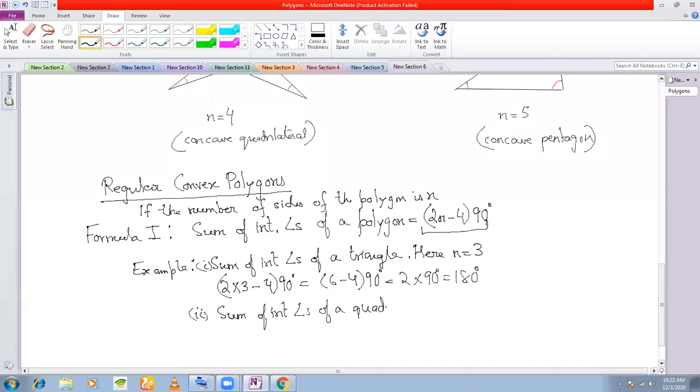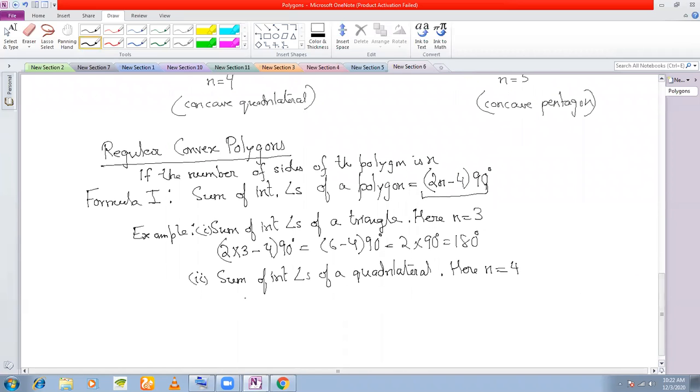Of a quadrilateral. What is the value of n here? A quadrilateral has 4 sides. Therefore, what should be the sum of interior angles of a quadrilateral? In this formula, (2n minus 4) into 90, put n equal to 4. So you get (8 minus 4) into 90 degrees, 4 into 90 degrees, which is 360 degrees.